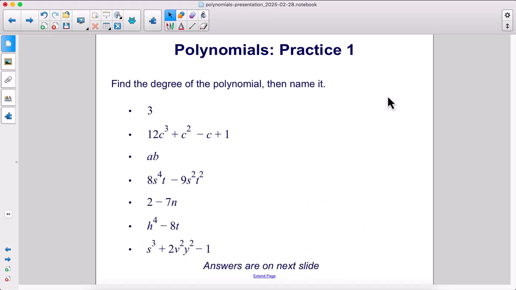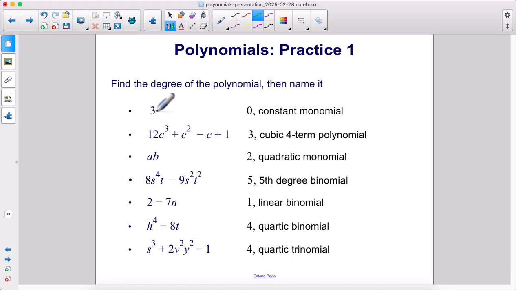The third degree would be cubic, and the fourth degree is quartic. Find the degree of the polynomial, then name it. All right, 3 is just a number, so it has a degree of 0. It's a constant monomial. 12c cubed plus c squared minus c plus 1 has 4 terms and a maximum degree of 3, so it is a cubic 4-term polynomial. ab has a degree of 2, and it's 1 term, so it's a quadratic monomial.